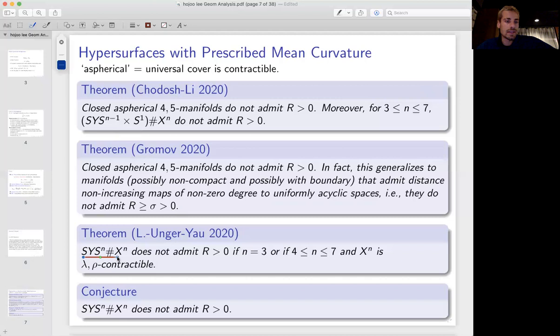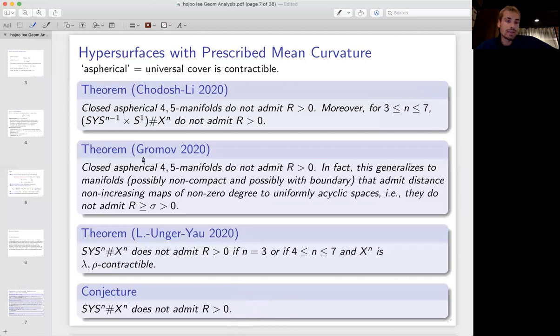We don't have this S1 factor. So in one sense, it's more general, but actually we have this lambda rho contractibility, which is a very strong assumption about the structure of the manifold, and kind of kills the non-compactness in a way. So these two results are complementary, but actually they leave open the question of the cleanest version of these results, which just says Shania connect sum with arbitrary manifold. Does this admit PSC? So this is still open.